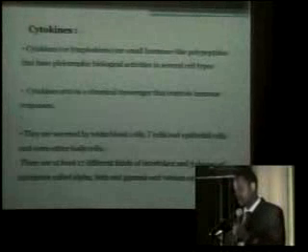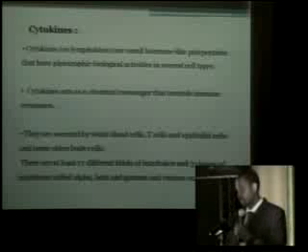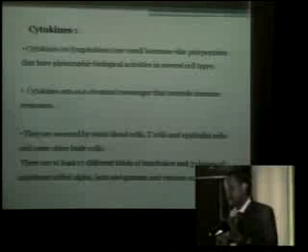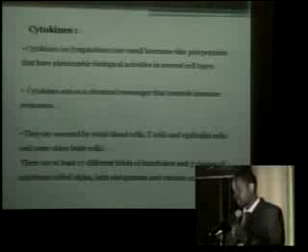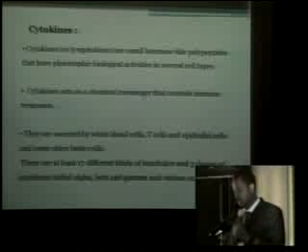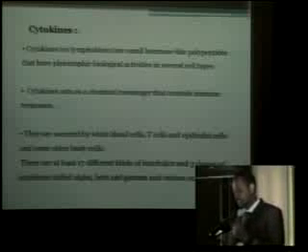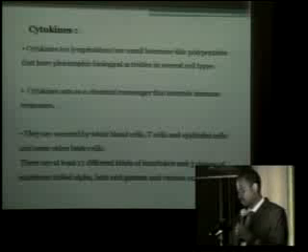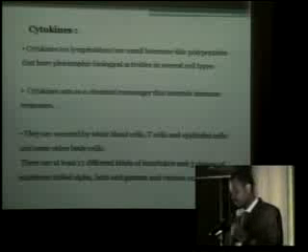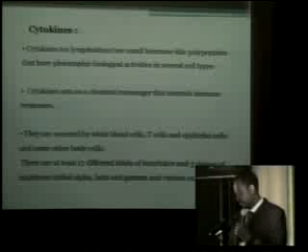Cytokines or lymphokines are small hormone-like polypeptides that have pleiotropic biological activity in several cell types. Cytokines act as chemical messengers that control immune responses. They are secreted by white cells, T cells, epithelial cells, and some other cells. There are at least 17 different kinds of interleukins and 3 classes of interferon called alpha, beta, and gamma, and various subsets.